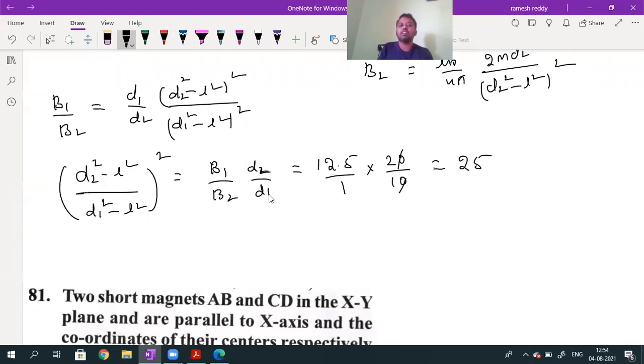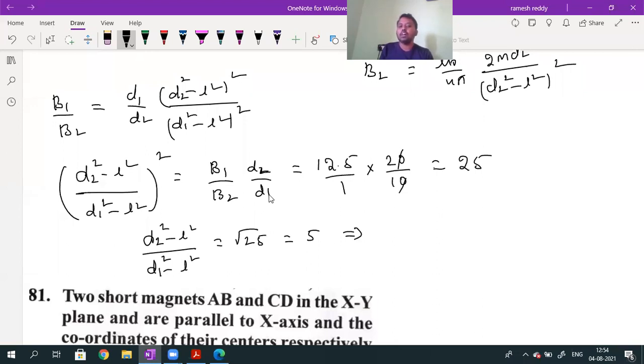So which value did I get? 25. D2 square minus L square by D1 square minus L square, whole square, has the value 25. So D2 square minus L square divided by D1 square minus L square equals the square root of 25, which is equal to 5. Then you cross multiply. After cross multiplication, what will I get as the answer?